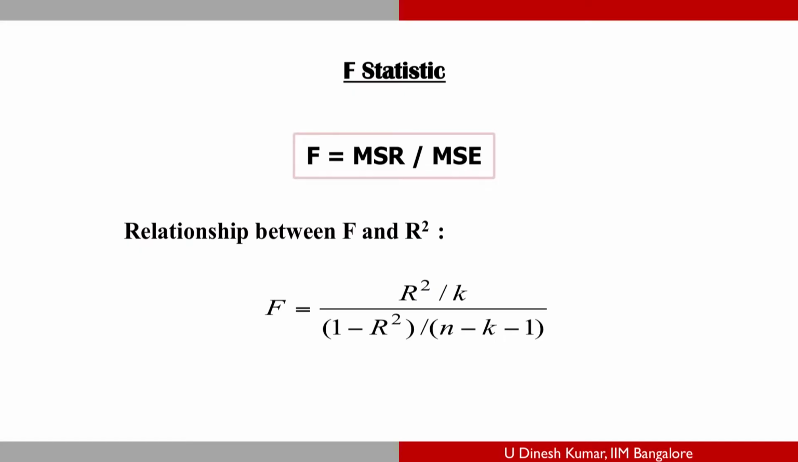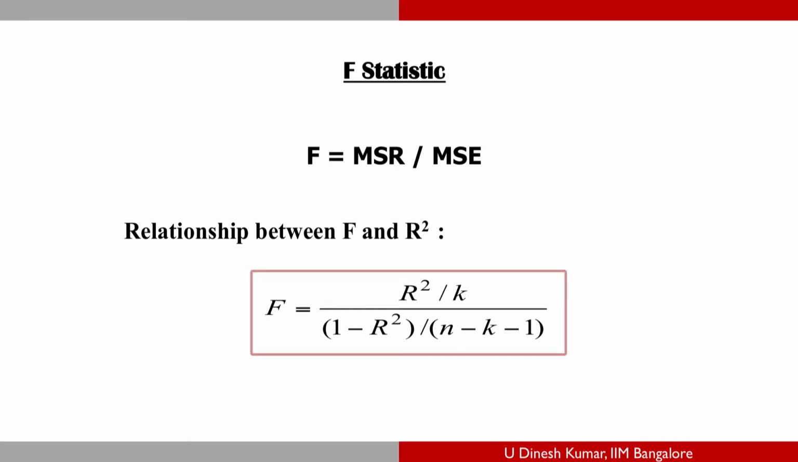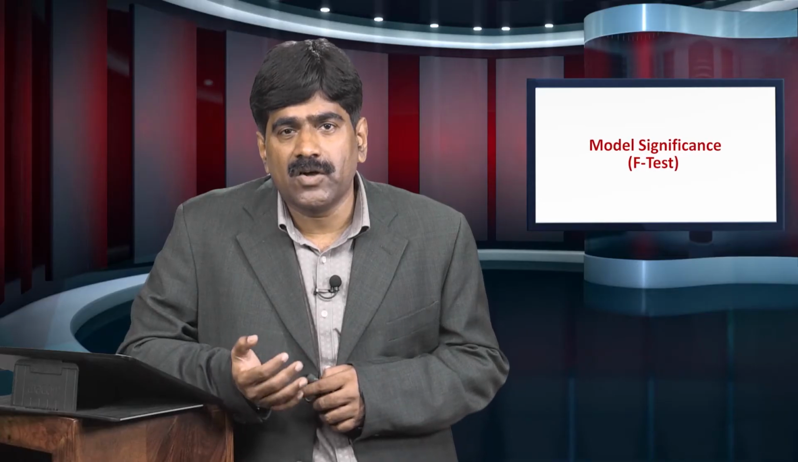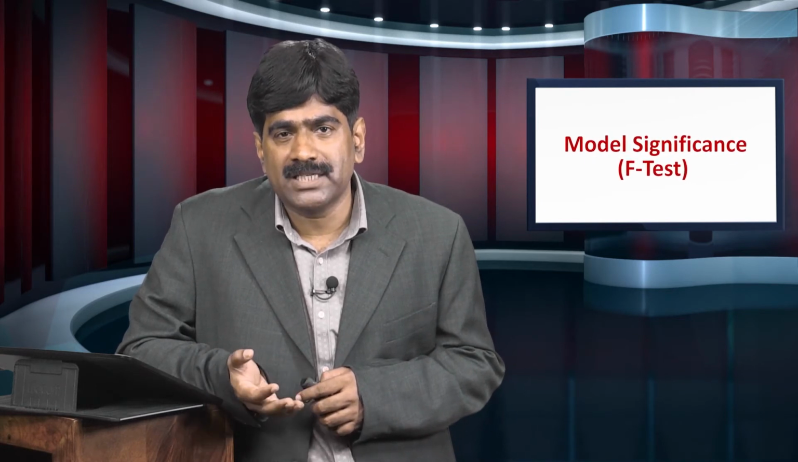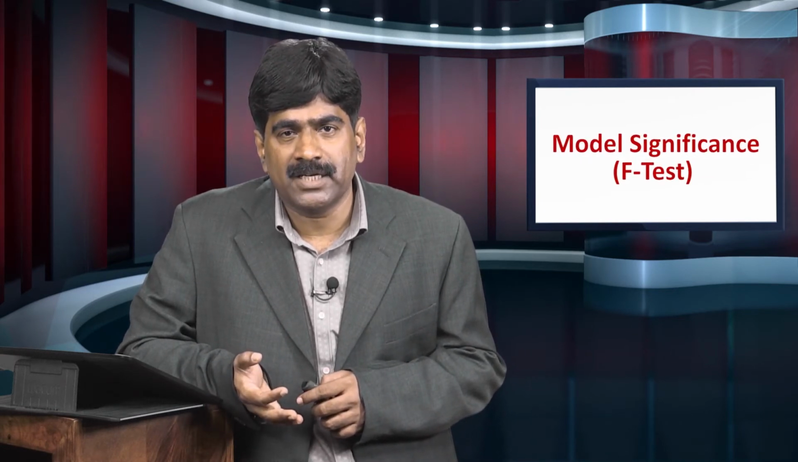The F statistic is given by mean square regression over mean square error, which is what we get from the ANOVA table, or F is also related to R square. So, F is R square over k, where k is the number of explanatory variables in the model, over 1 minus R square over n minus k minus 1. We can mathematically prove that MSR over MSE is the same as R square over k over 1 minus R square over n minus k minus 1.